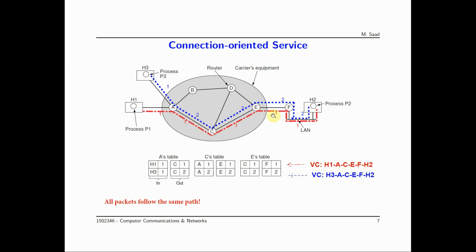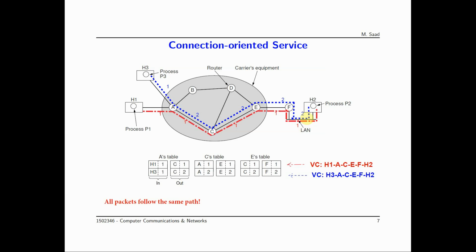And the same follows because we're having the same links. So this link is being used, so we have to use number 2 so that we don't confuse with this number 1 that is being used by the other virtual circuit. This link is also common with the first virtual circuit, so we have to use VCI 2. Finally, this link is also common with the first virtual circuit, so we have to use VCI 2, right?